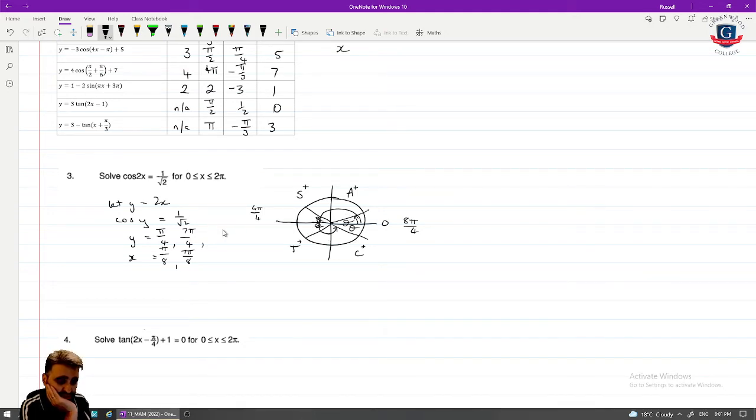So the next one will be add 8 pi on 4, which will be 9 pi on 4 and 15 pi on 4, which will give us 9 pi on 8 and 15 pi on 8. And I believe those are our 4 solutions.